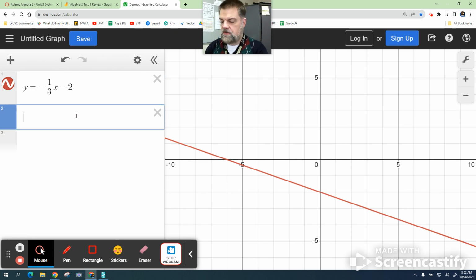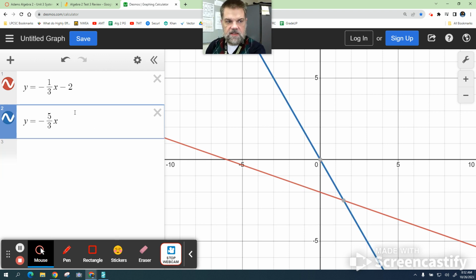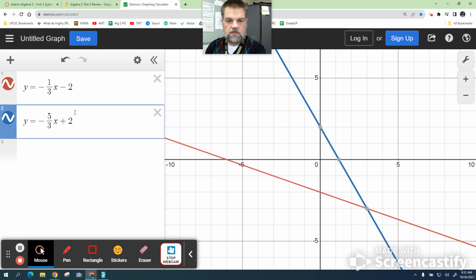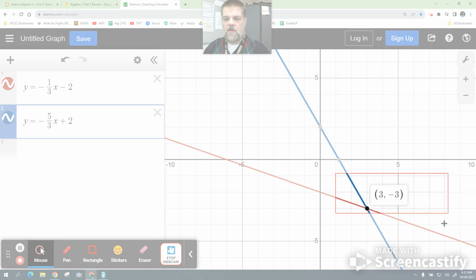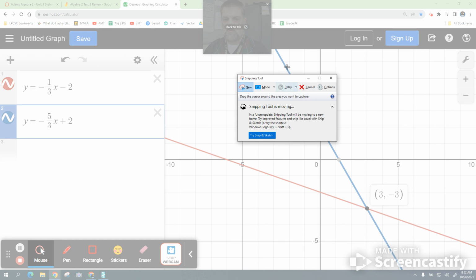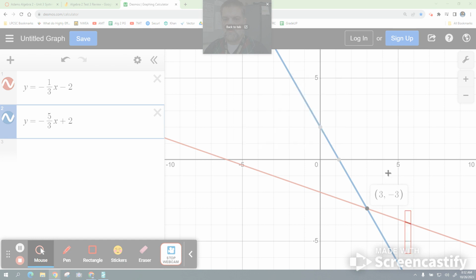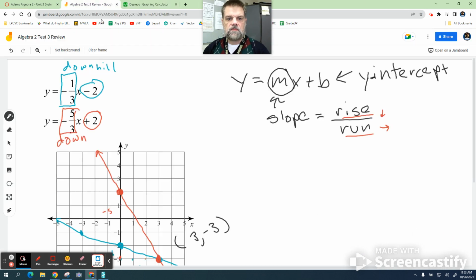Now click down here and do the same for the second equation. That one was -5 divided by 3 times x plus 2. Where do they cross? And that's it. So I want you to graph these by hand, but also, let me zoom this out a little bigger, I want you guys to double check them in decimals.